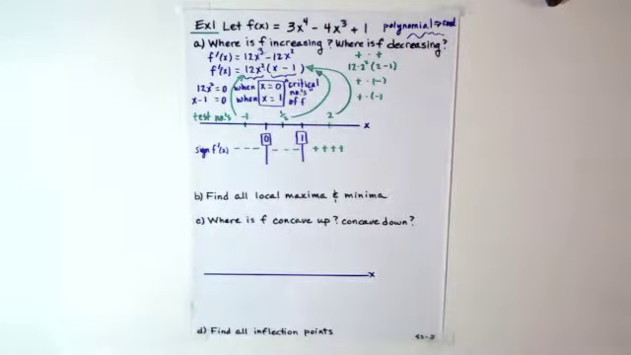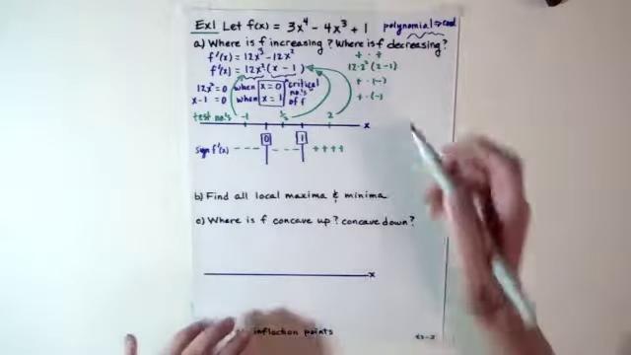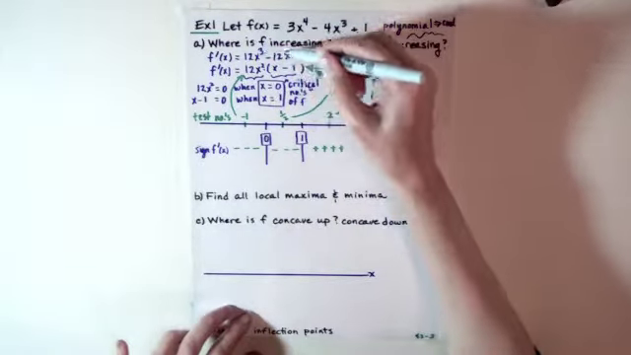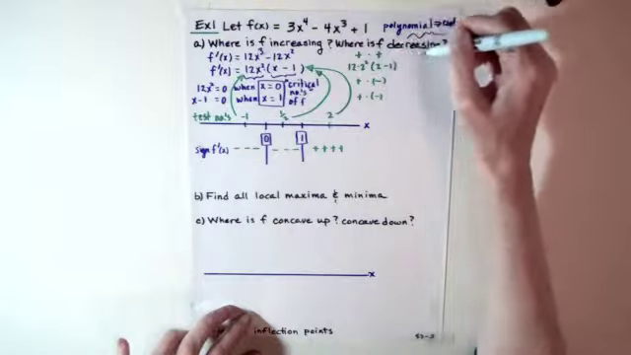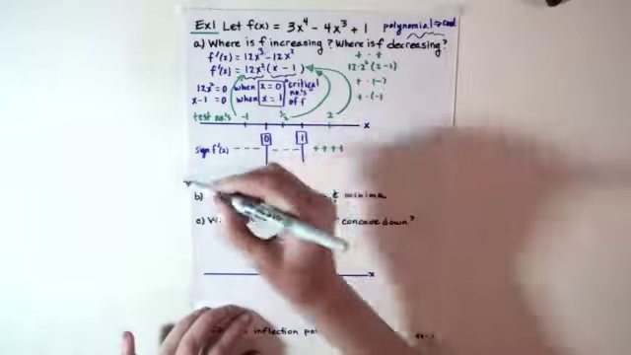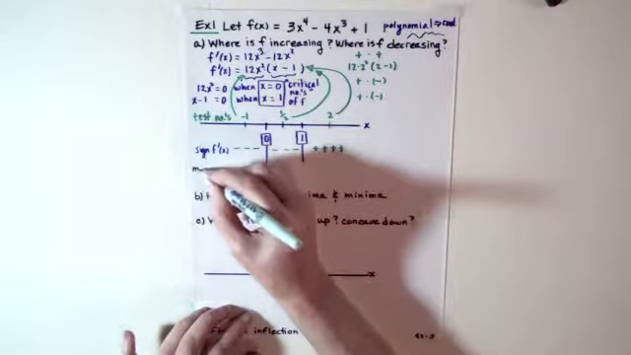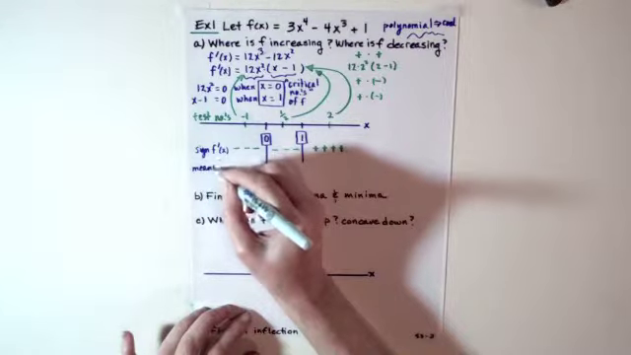Okay, well, what does that tell us? Remember, we were looking for the intervals where f was increasing and the intervals where f was decreasing. And so this means something about our original function f.